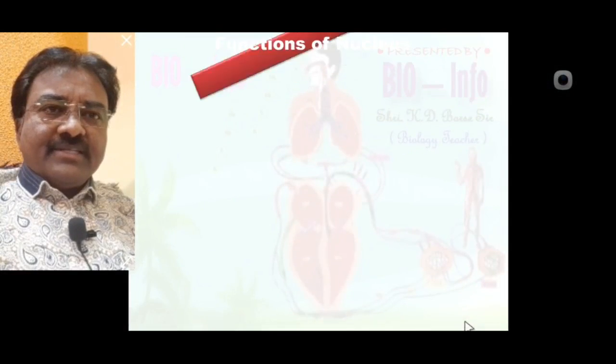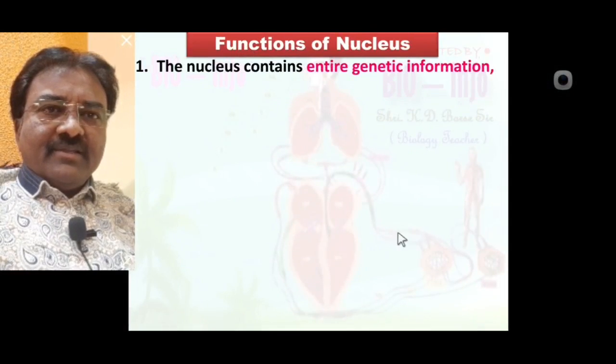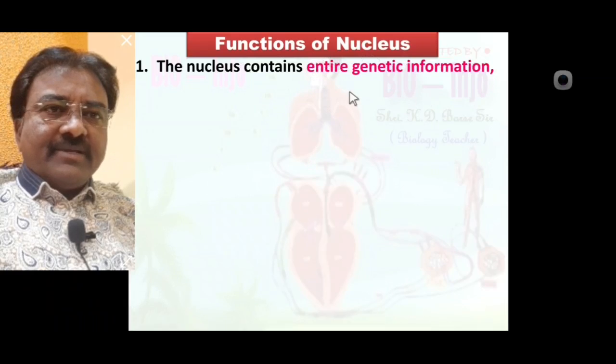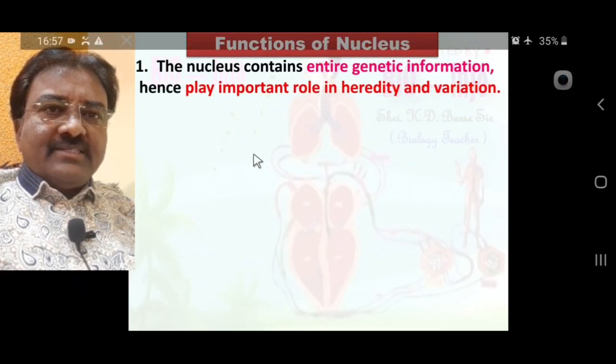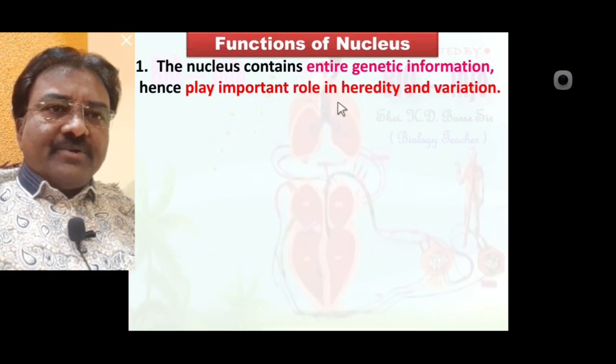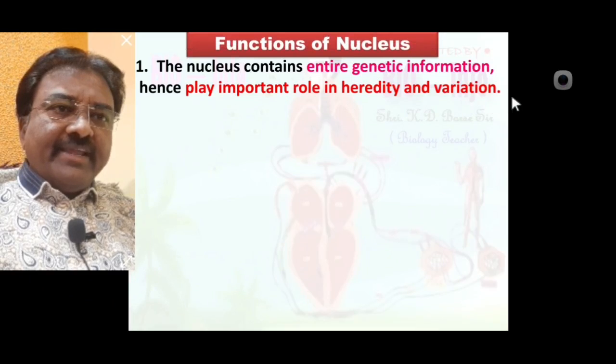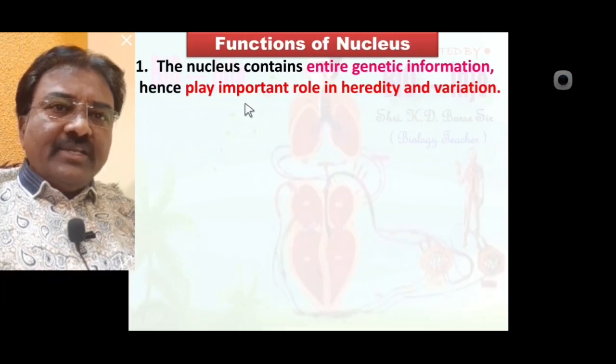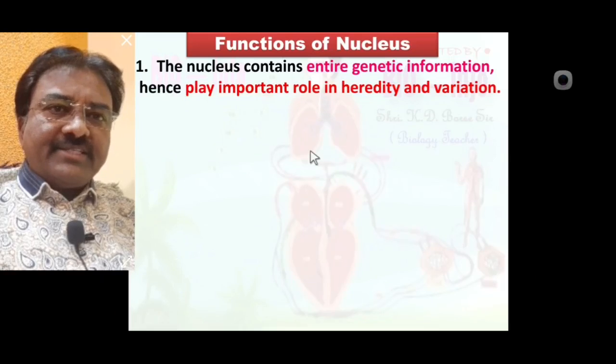First function, number 1: the nucleus contains entire genetic information because genetic material is present inside the nucleus. Hence nucleus plays an important role in heredity and variation. Heredity means transmission of genetic material from one generation to the next generation. So nucleus plays an important role in heredity and variation. This is the most important function of nucleus.